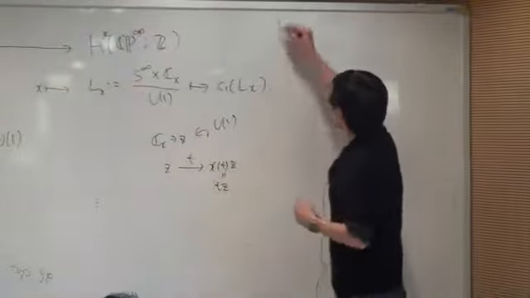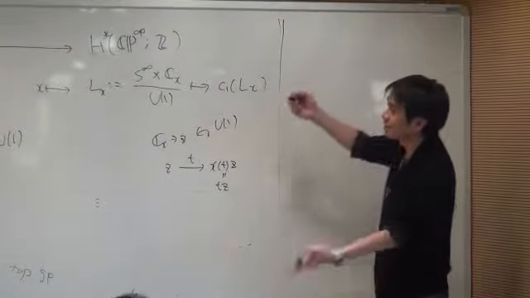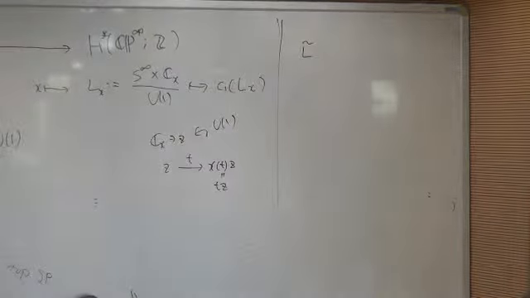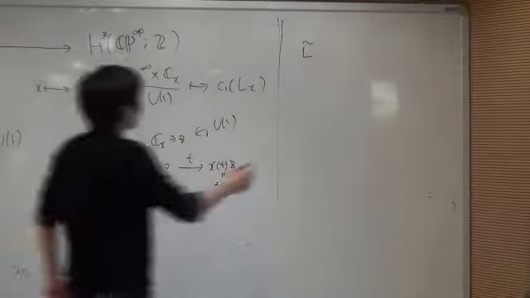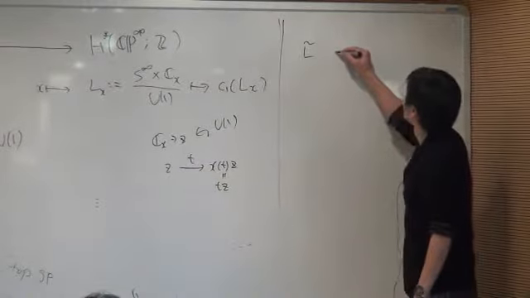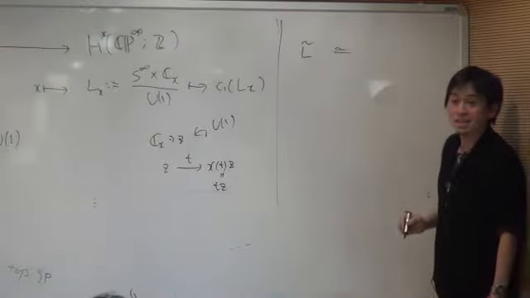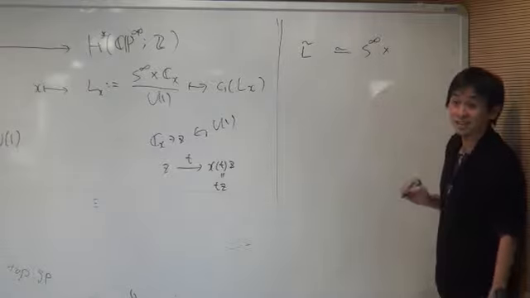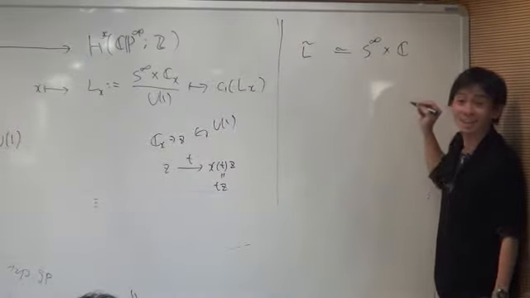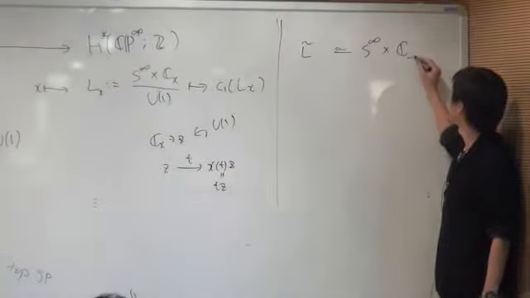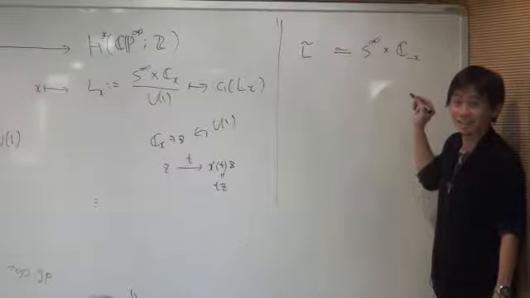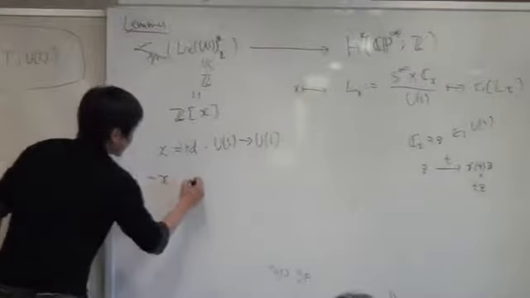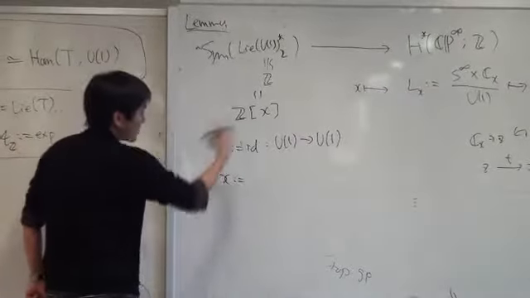But okay, now let's look at this L infinity. It's right here. L infinity is equivalently isomorphic to S infinity cross C_{-X}. And minus X is basically the inverse map.